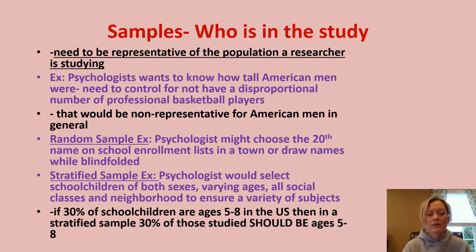And then for stratified, you're going to do it by age level. So within that, you would do every fifth. And that's still random, but it has some more parameters on it.